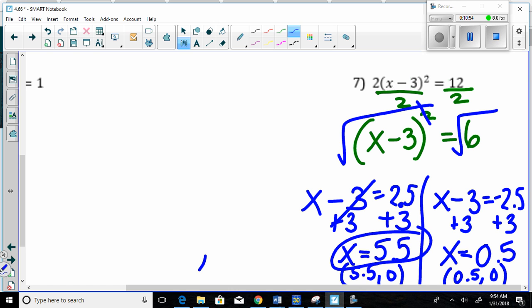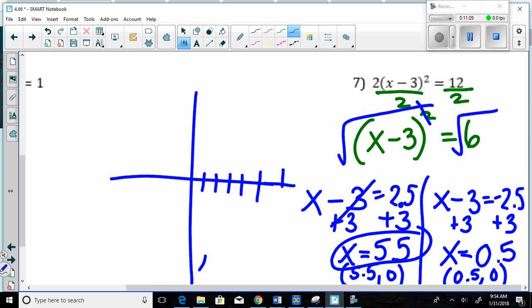Are we ever going to have to apply this? Eventually we will, because these are your what? They're your x intercepts. So if I were to graph this, I would go to 1, 2, 3, 4, 5, 6, and it's 5.5, and this one's 0.5. So eventually you're going to have to graph so it looks like that. But not yet. That's the point of this. I'm leading up to that.